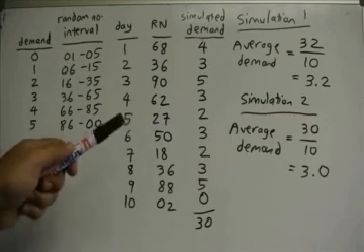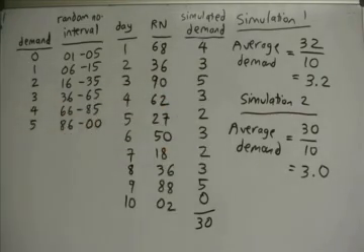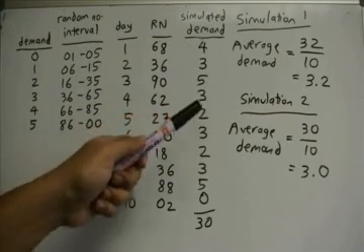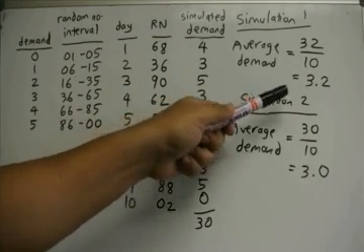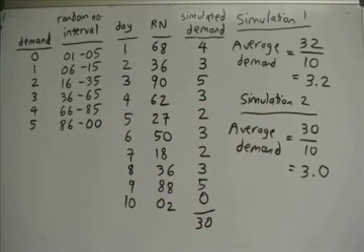We find that for different simulations, we get different values for the average demand. Even though the values are different, they are about the same, 3.2, 3.0. So that means on the average, the demand is around 3 tires per day.